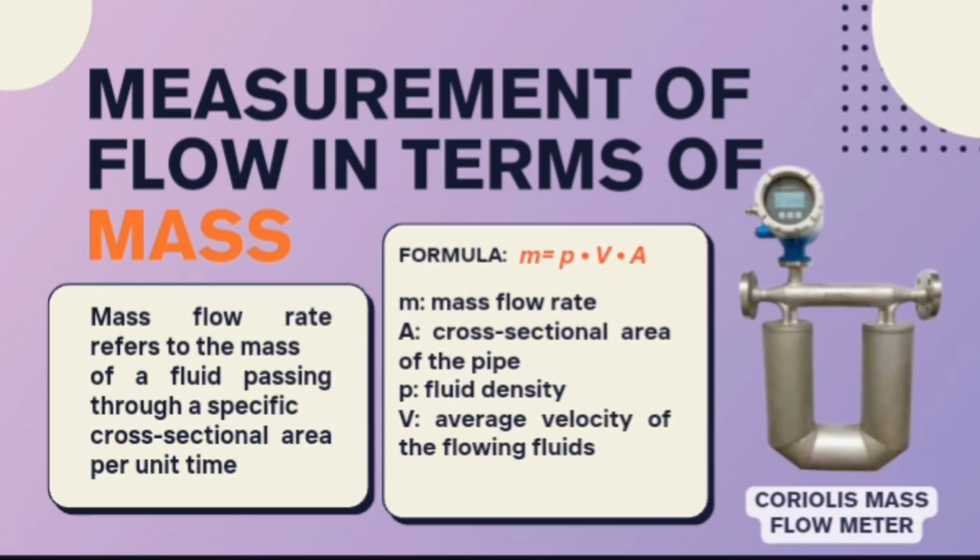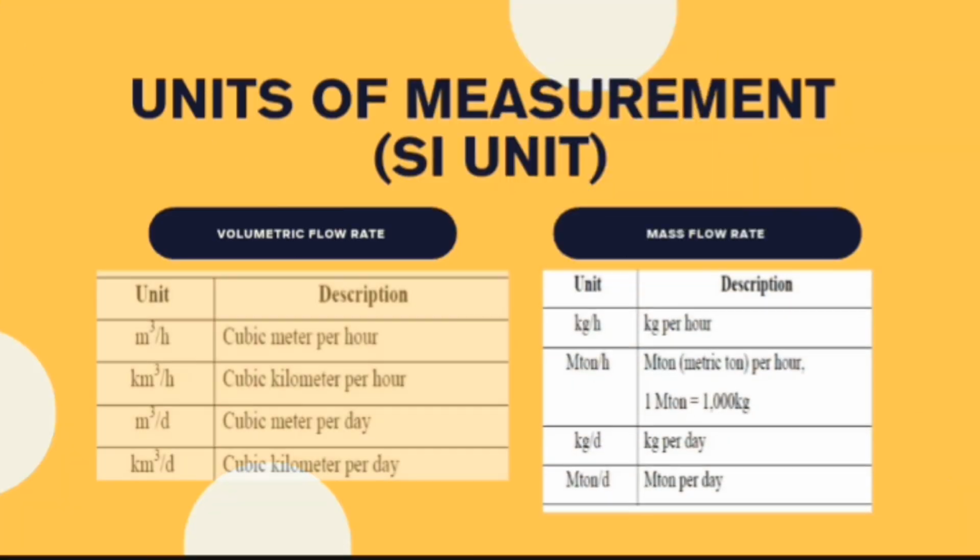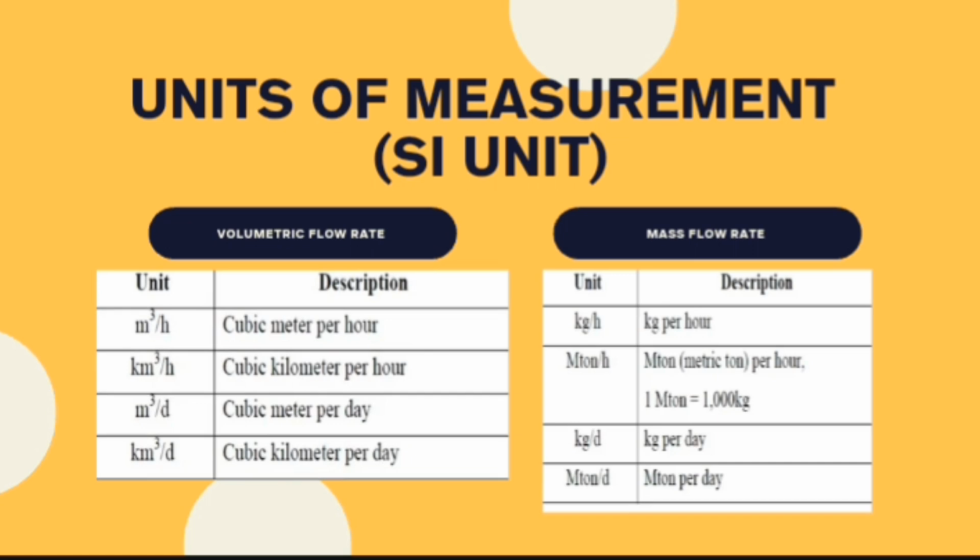So now, we proceed to the next point, which is measurement of flow in terms of mass. This refers to the mass of a fluid passing through a specific cross-sectional area per unit time. The Coriolis mass flowmeter is an example of an instrument that uses the mass flow rate. The unit of measurement in volumetric and mass flow rate measurement is using this SI unit.